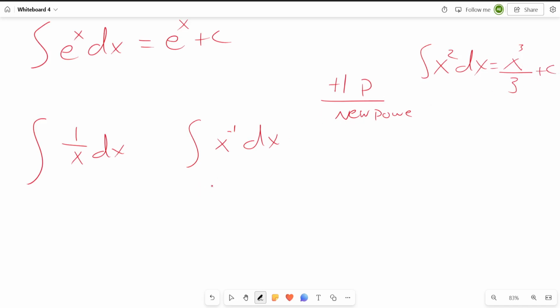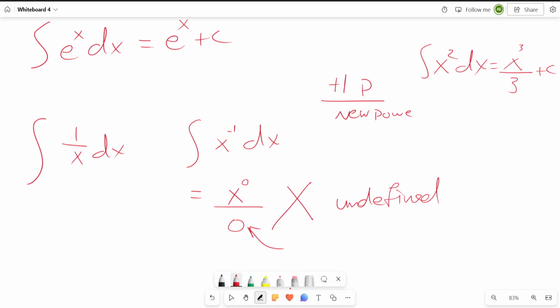If we try to apply that here, we're going to have a problem. Why? Because x power negative 1. Adding 1 to the power means that x power negative 1 plus 1 is basically x power 0, and then we want to divide by the new power, which is 0. However, we cannot divide anything by 0. This gives an undefined answer. So now that's a problem. What is the integration of 1 over x, or x to the power of negative 1?